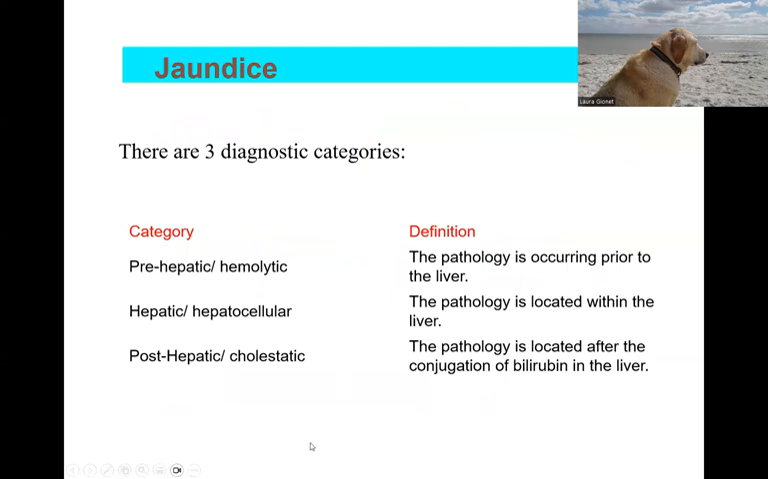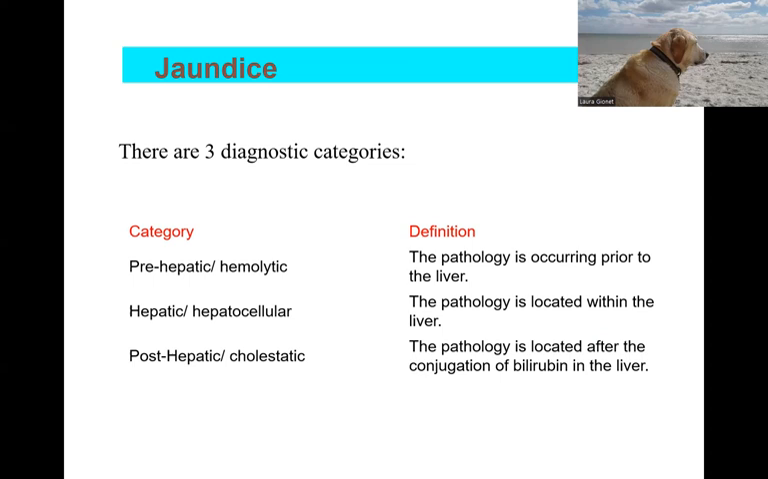Jaundice, like I said, is the yellowing of the skin. When it comes to diagnosing jaundice, it falls into one of 3 categories. It's either considered prehepatic, hepatic, or posthepatic. So we call it prehepatic or hemolytic. I think of it still as prehepatic.